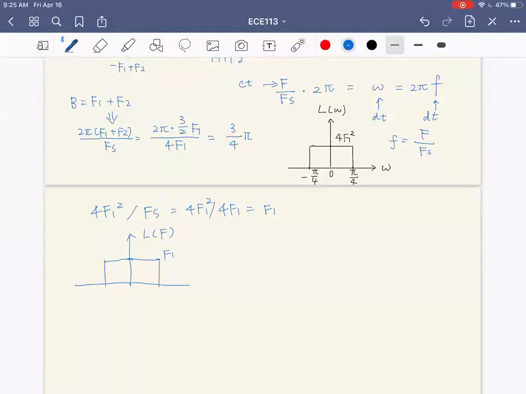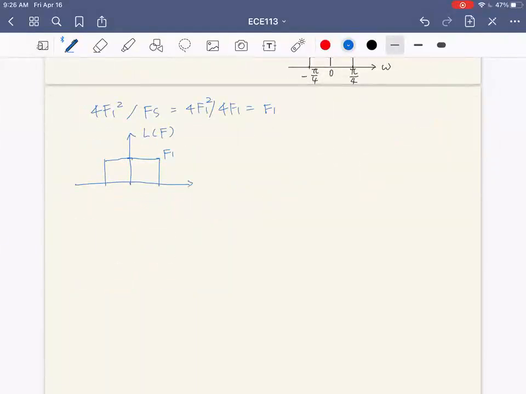Okay, and then we need to convert the horizontal axis back to f1, and we still use that equation, but this time we need to move all the things to the right. Okay, and this time we'll get half of f1 minus half of f1 here.